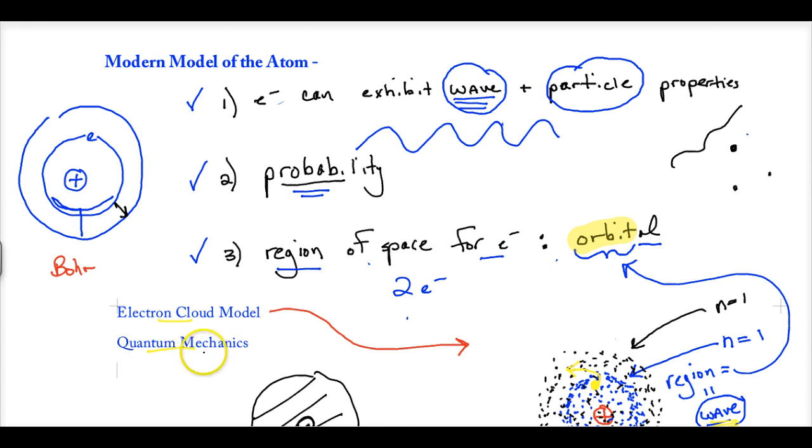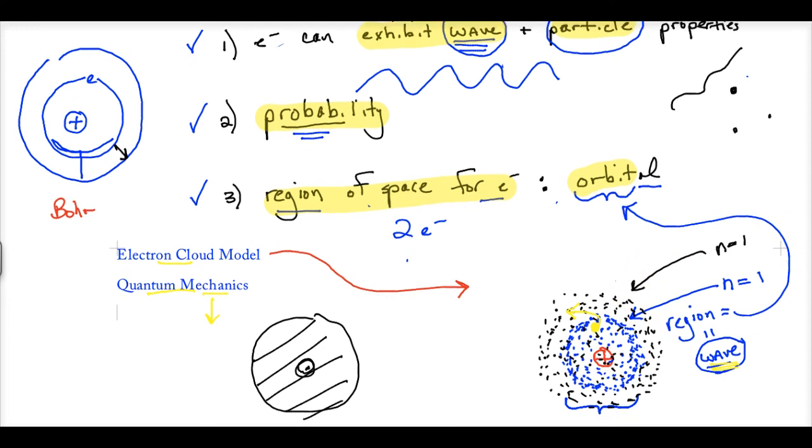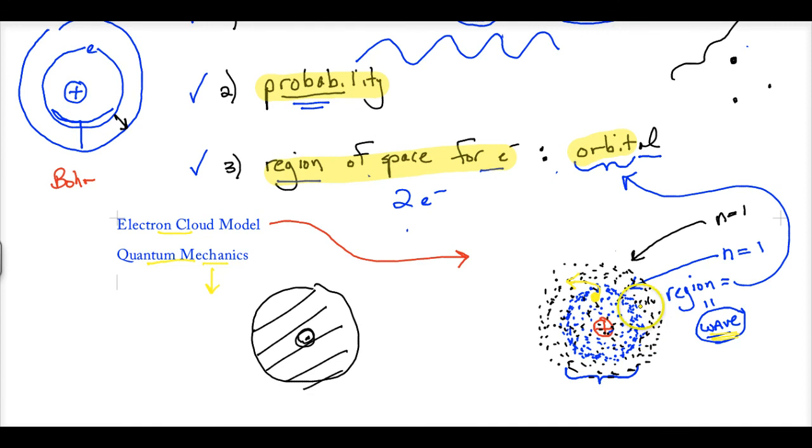Now, quantum mechanics is a mathematics that deals with waves, but the key here is electrons can exhibit both wave and particle properties. It's based on probability. The dots I'm drawing show this probability, and the region of space, this actual cloud, is called an orbital, where 2 electrons can exist. Okay, and that's what you have to write. You should write those 3 things. You should have this drawing, and that'd be good enough, and of course I'll collect that.